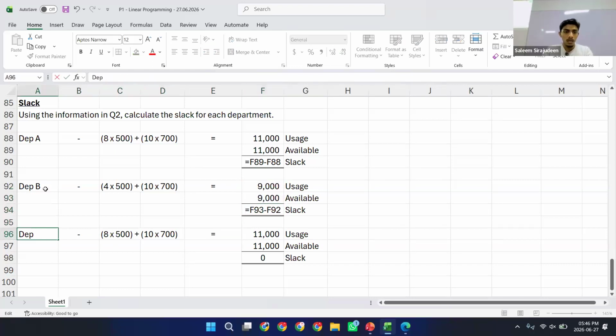Now department C, for one unit of X, how many hours? 12 hours. For 1 unit of Y, how many hours? 6 hours. Then it is 12 into 500 and then 6 into 700. Available how many hours? 12,000. So what's the slack? Slack is, well, 1,800.